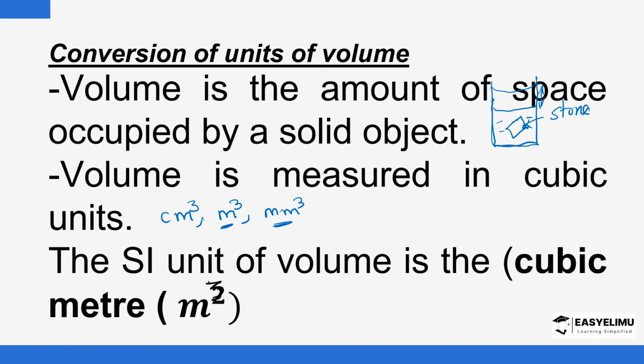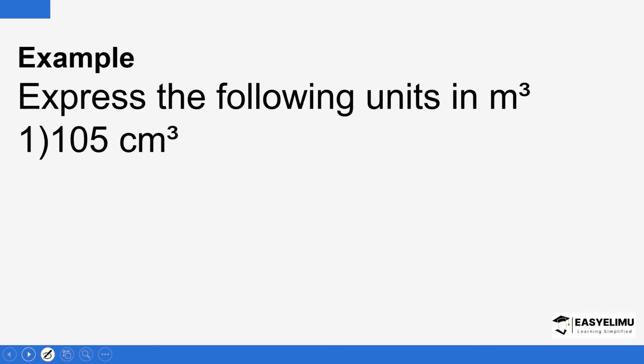And of course, we can always convert units from the other units, like the cubic millimeters and the cubic centimeters, to this unit we are calling the SI unit of volume, which is the cubic meter. So let's see how we are able to do these conversions from maybe cubic meters to cubic centimeters and vice versa. We have a few examples here to help us with illustrations on that.